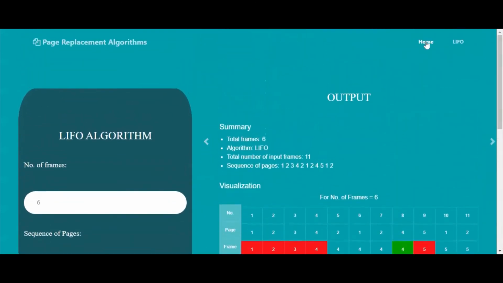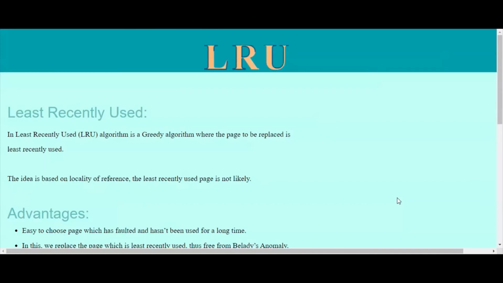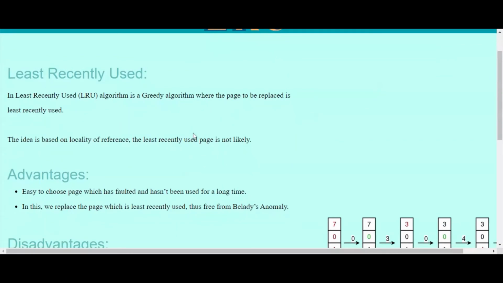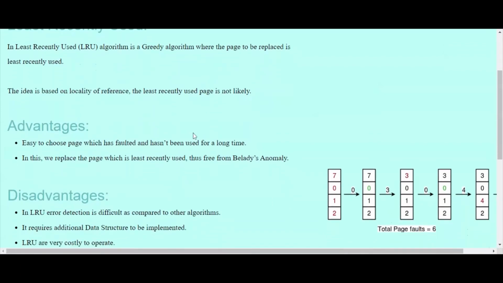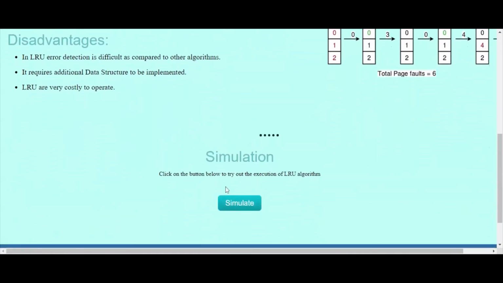Moving on to the next algorithm, that is LRU, least recently used page. This is an algorithm based on a greedy approach, where the page which is to be replaced is the least recently used. The idea is based on locality of reference. The least recently used page is not likely to be used again. Its advantages and disadvantages are given, and let's simulate it.